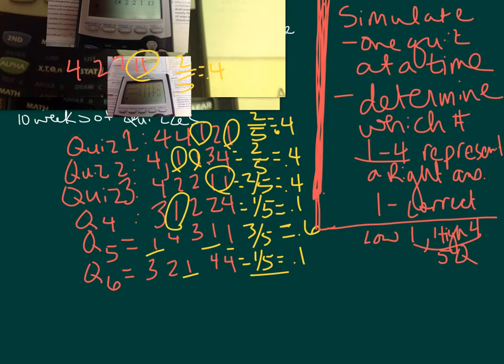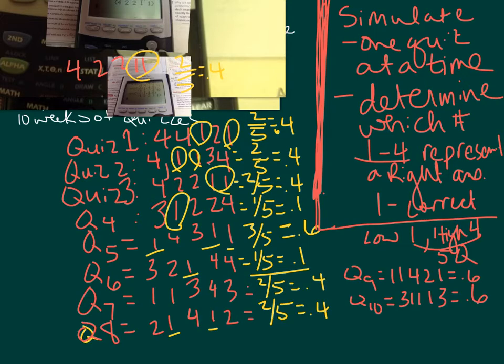Week 6, we have a 10%. Week 7, we have a 40%. And weeks 9 and 10, we have 60% each. So then to find our average after the 10 weeks, we're just going to add up all of our simulations and divide by 10.